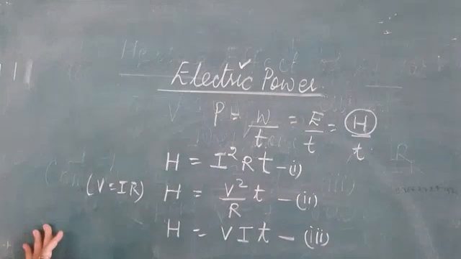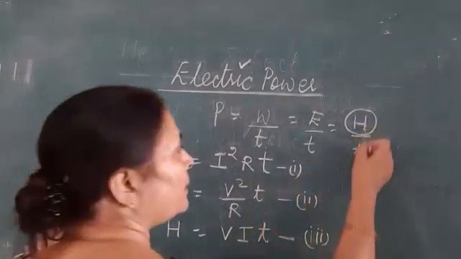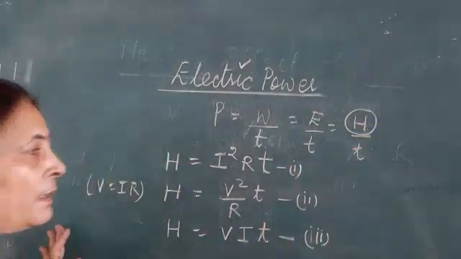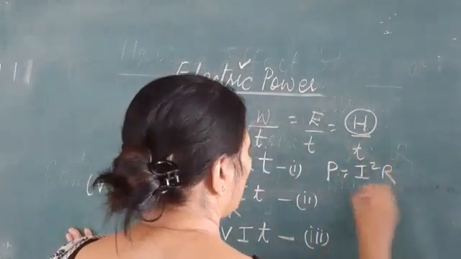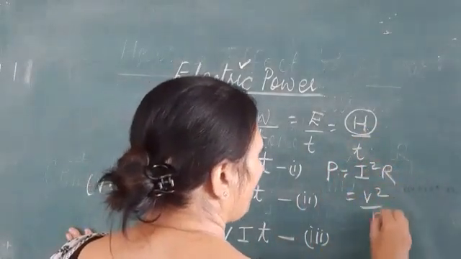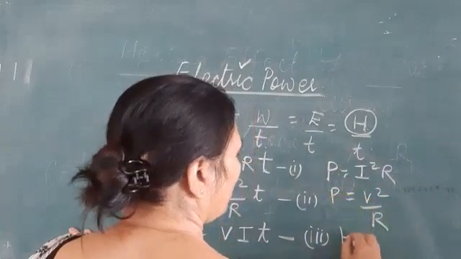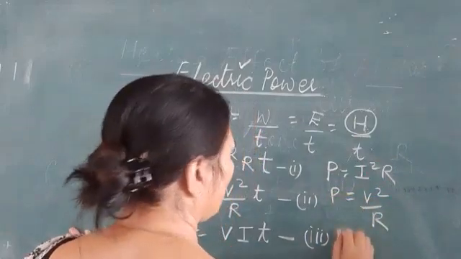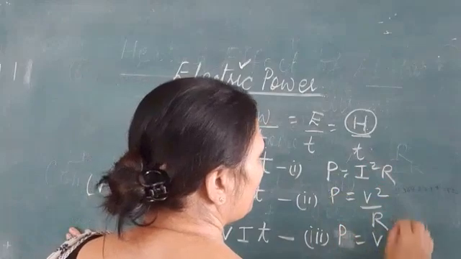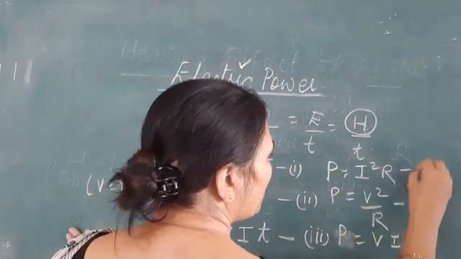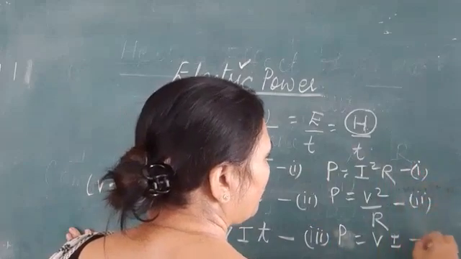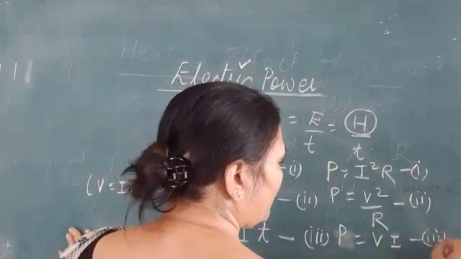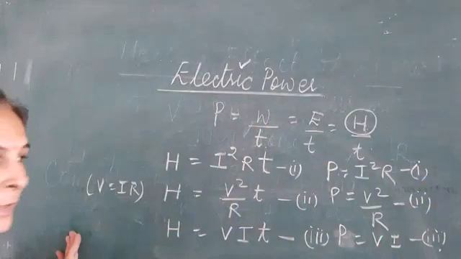Now to get power, what I have to do is simply divide it by T. That means for power, I will again get three expressions: I square R, V square upon R, and P is equal to VI. So these are the corresponding expressions for power consumed.